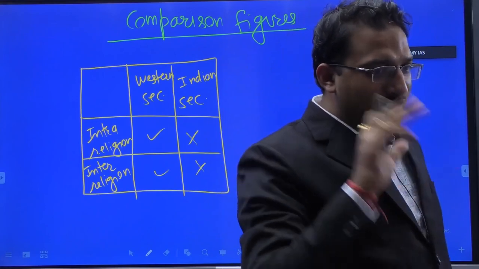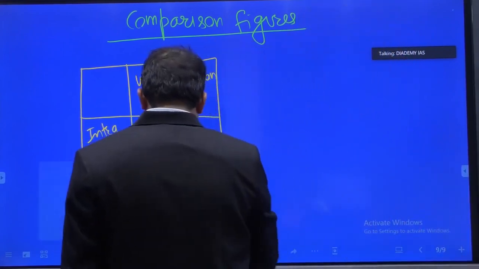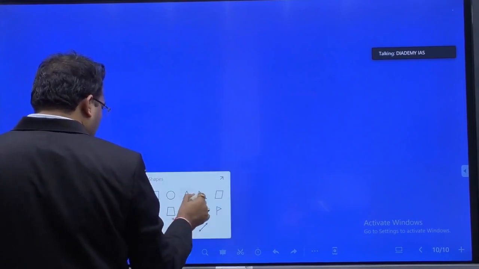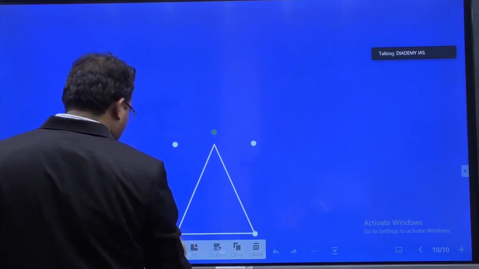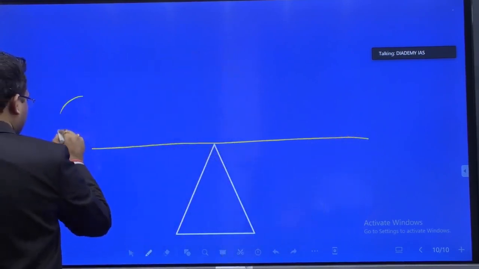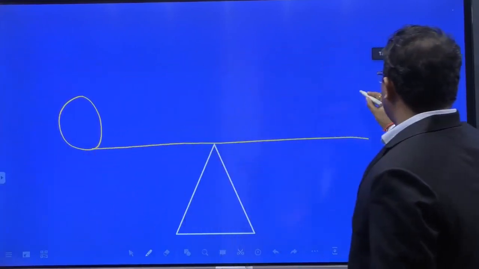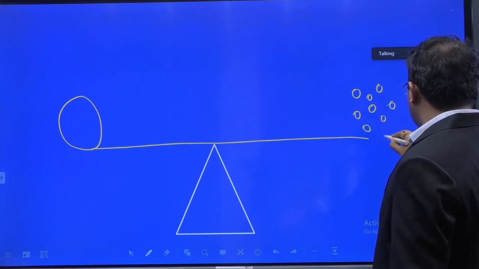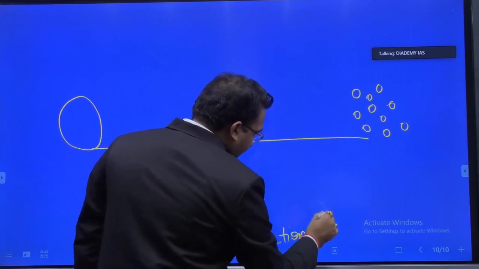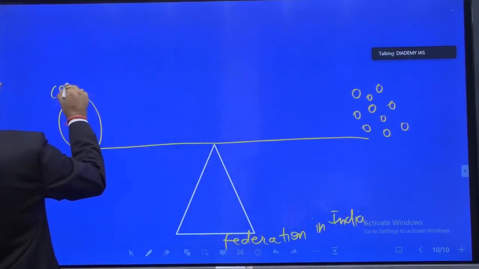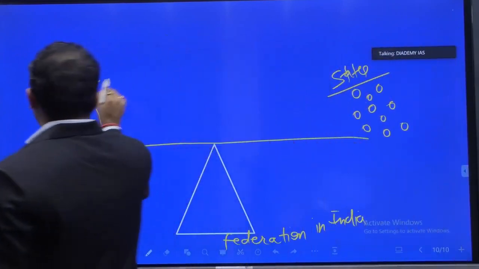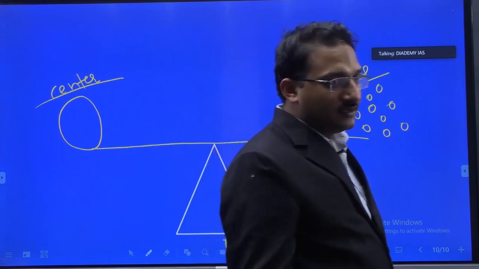I'm not going into the accuracy of this, but I'm just showing you the different models. Similarly, you can use a weighing system, right? For comparison, you can make a small triangle and then a weighing system like this. Federation in India, this is the center, the powers of the central government are equal to so many states, these are the states.